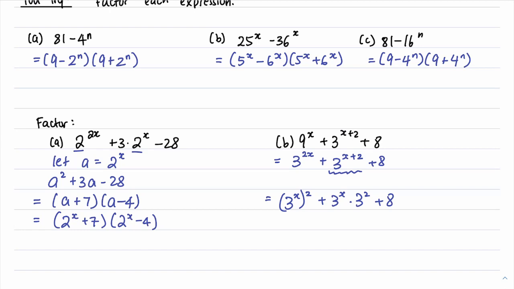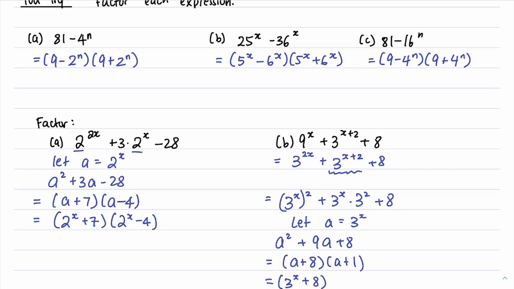And now when I make my let statement, I can let a equal 3 to the power of x, and I replace all my instances of 3 to the power of x with a, which leaves me with a squared plus 9a plus 8, and that factors to (a plus 8) times (a plus 1). Don't forget to replace a with 3 to the power of x. And now all my expressions are factored.